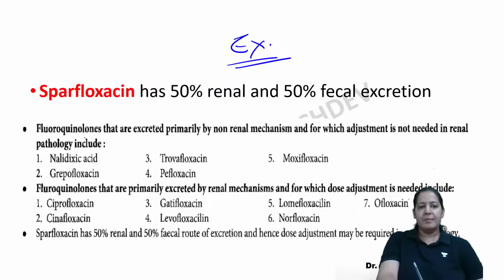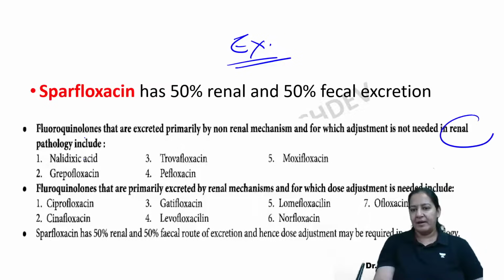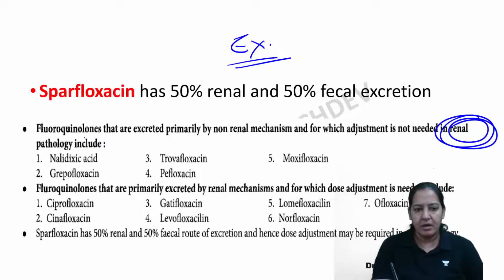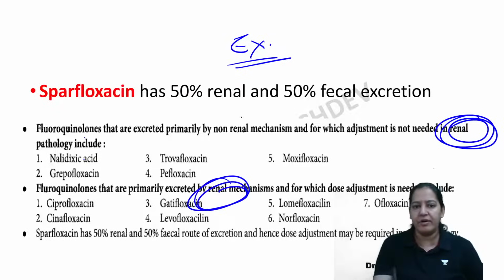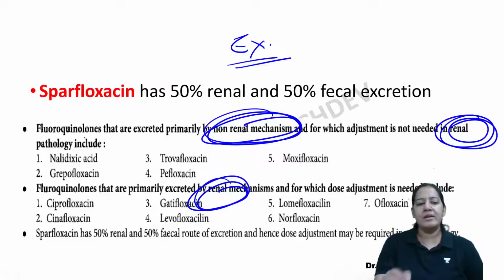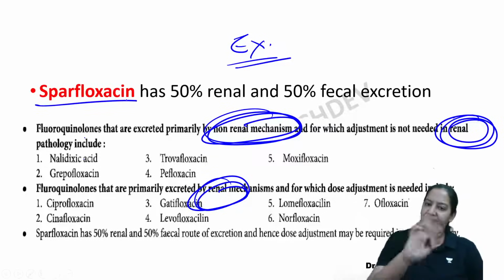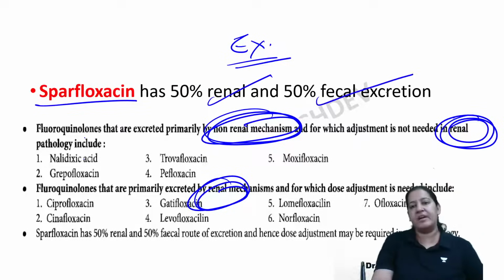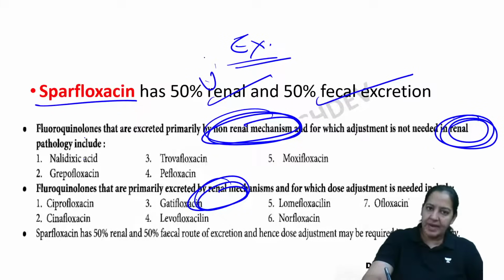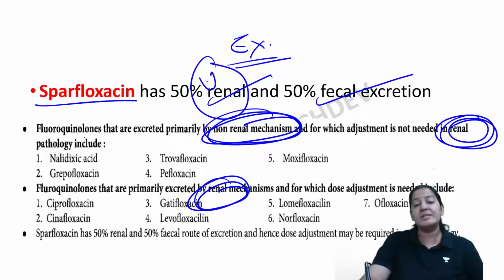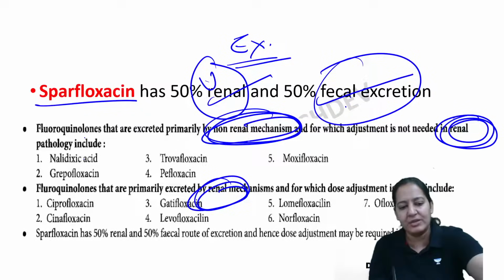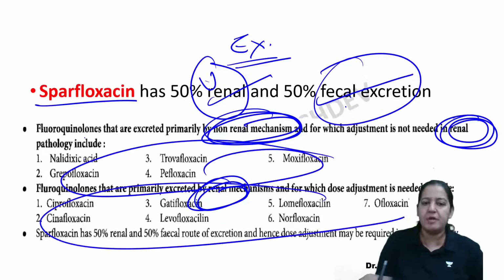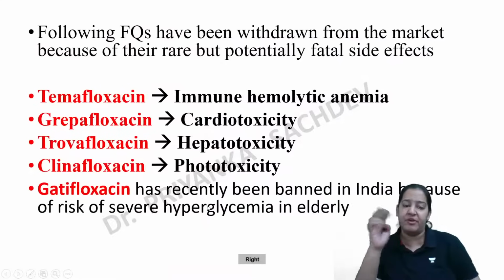About the excretion, some of them are excreted via renal, that is kidney, and some are primarily excreted via the non-renal mechanism. Sparflox is 50-50: 50% renal, 50% fecal. Some are excreted in urine, that is renal excretion; some are excreted in stools, feces, that is non-renal excretion. So you have to learn the list कि कौन से feces में excrete होते हैं, कौन से urine में excrete होते हैं. And Sparflox is 50-50%.